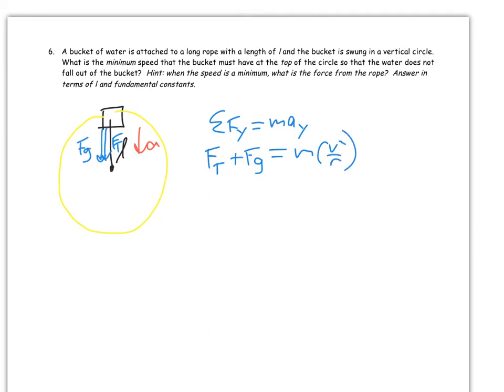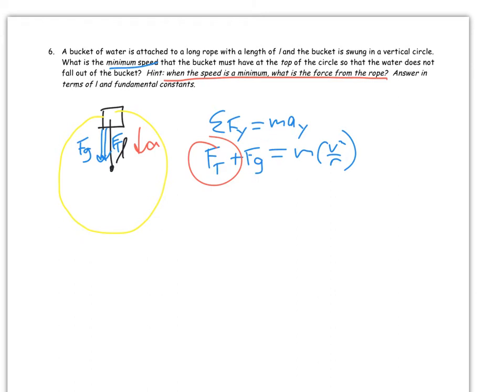And so we want to derive an expression for the velocity of the bucket, but we have a little bit of a problem here, and that is this force of tension. We don't really know anything about that force of tension, so we need to think about our concepts for a second. And we do have this hint here: when the speed is a minimum, what is the force on the rope? So as this bucket's being swung around in a vertical circle, imagine it going slower and slower and slower. What's going to happen to our forces?